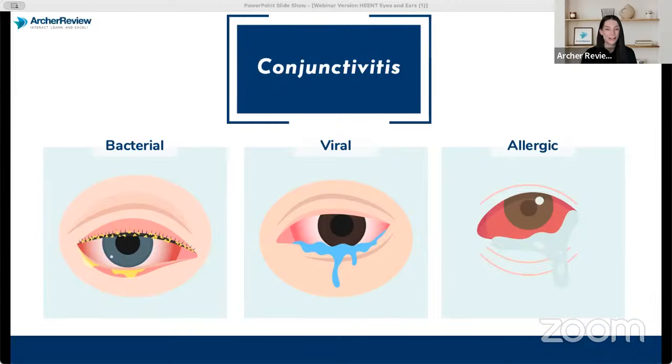And lastly, allergic conjunctivitis. This one has one hallmark way for us to differentiate. And this is when patients say, I was outside and then my eyes turned like this. So this is easy. This is not bacterial. This is not viral. This is allergies.